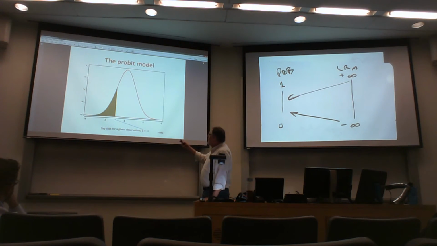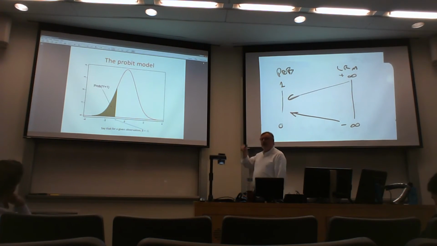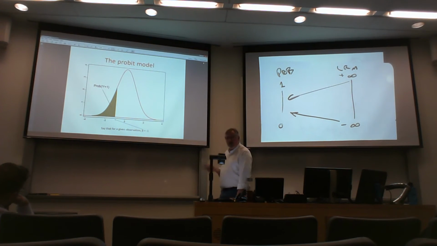But in the normal distribution, negative 1 you can interpret as a z value. The area under the curve from negative infinity up to negative 1, the green area, that is the probability that your outcome variable is success, takes on the value 1. Because the area under the curve represents the probability. The total area under the curve is 1.